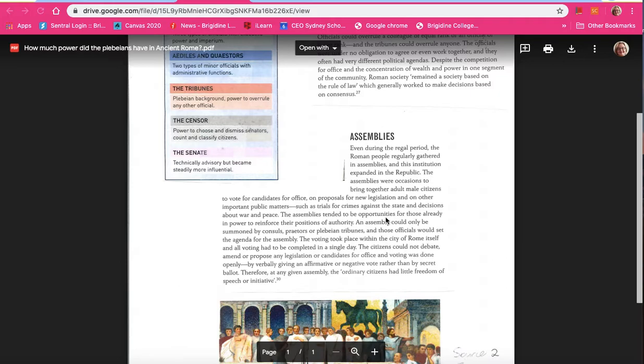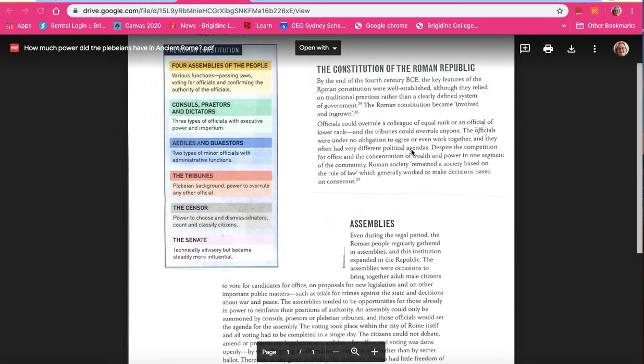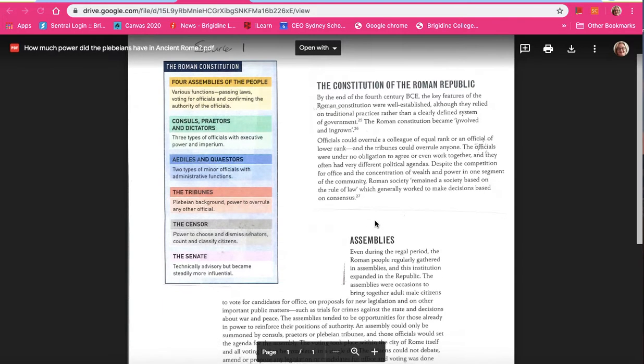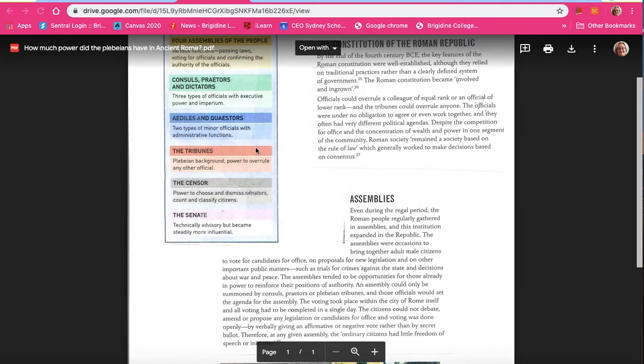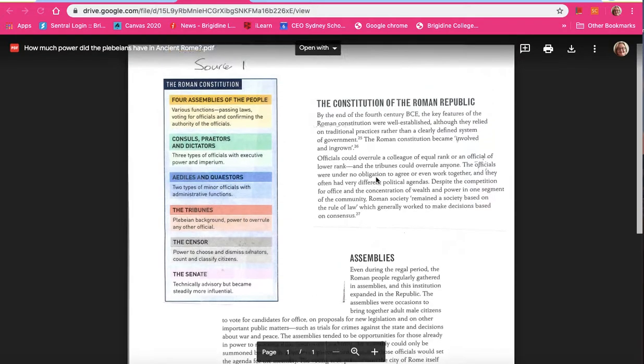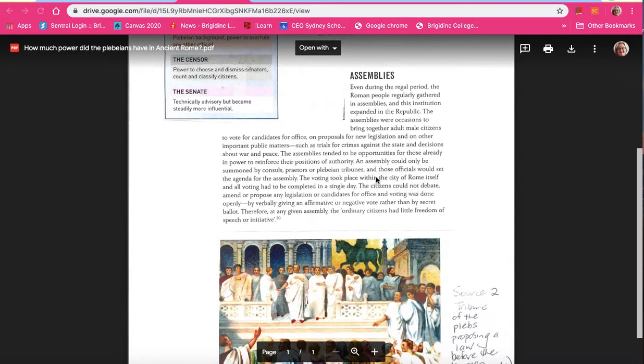One thing I didn't mention, and I should have mentioned it, where it says the plebeian tribunes had the power to overrule any other official, that is called veto. Okay? And veto is a term that is used in the cloze exercise, and it is a word that highlights the power of the plebeian tribune, because it means that they could even overrule one of the two consuls, and they were the two most powerful leaders in the Roman Republic.